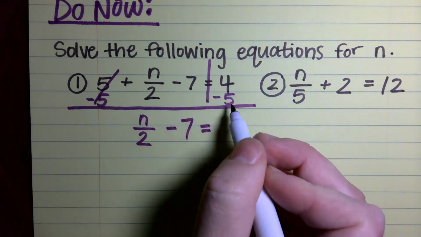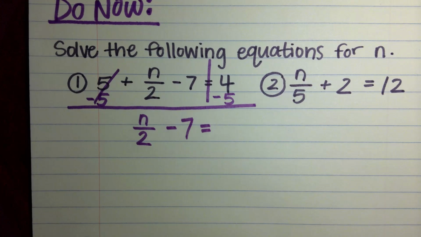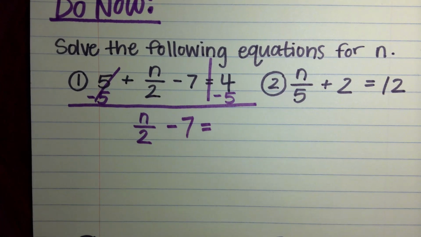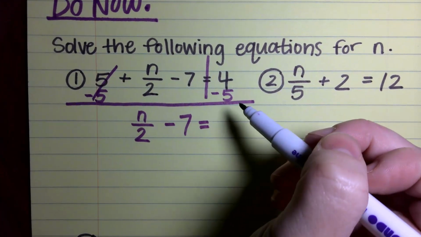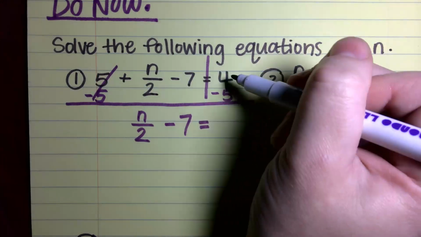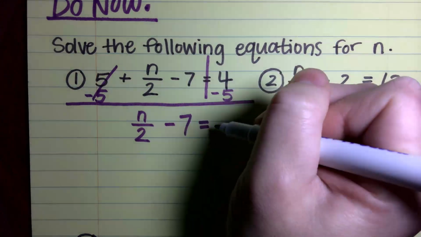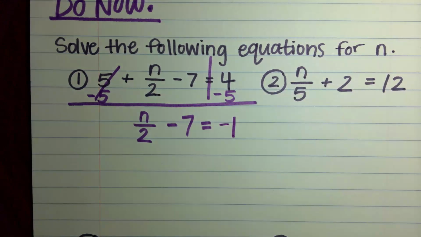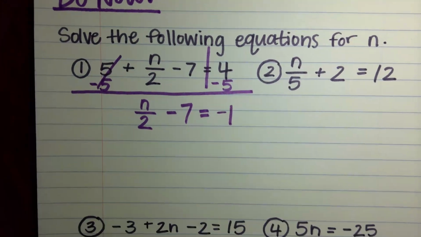And then what is 4 minus 5? 1. Is it negative 1 or positive 1? Negative 1. If I've got 4 and I take away 5, that's more than I had before. I'm going to have negative 1. I took away more than I had. All right. Any questions up to this point?